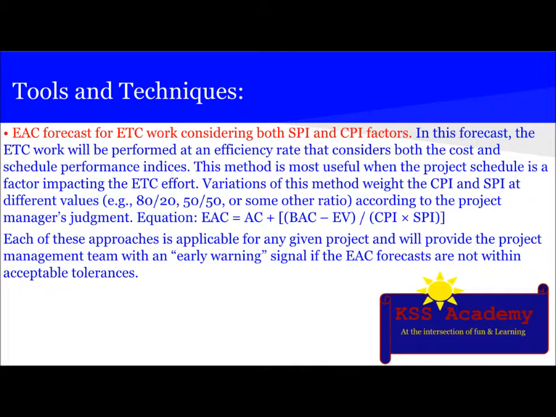According to the project manager's judgment, equation is given by EAC is equal to AC plus BAC minus EV, divided by CPI multiplied by SPI. Each of these approaches is applicable for any project and will provide the project manager team with an early warning signal if the EAC forecasts are not within the acceptable tolerance.